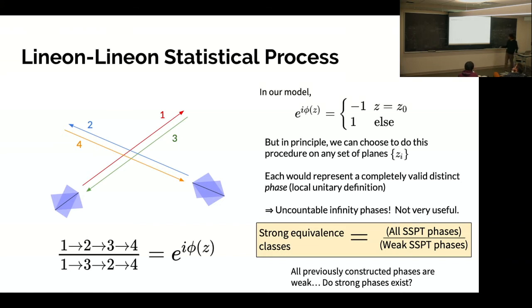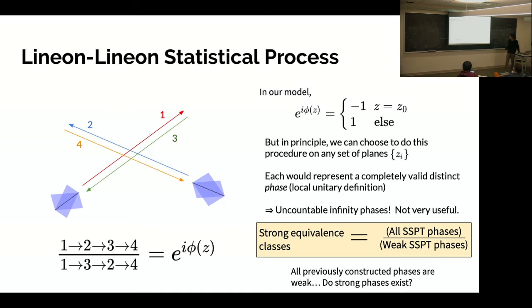It's not very useful. So what I'm going to propose is, let's define an equivalence relation. Let me define strong equivalence classes, which are basically all SSPT phases, but you mod out by all these weak ones. So any two phases you can get to by stacking lower dimensional phases belong to the same equivalence class.